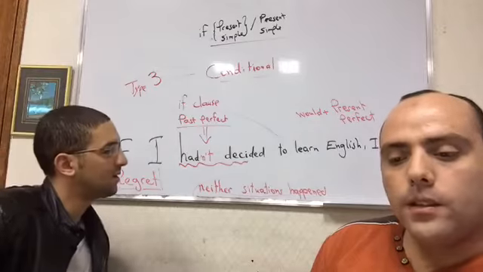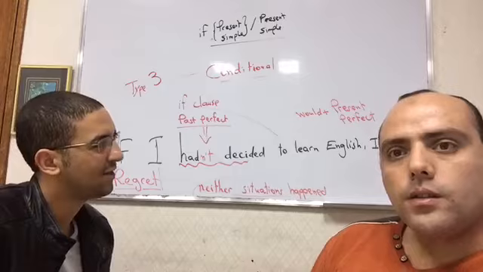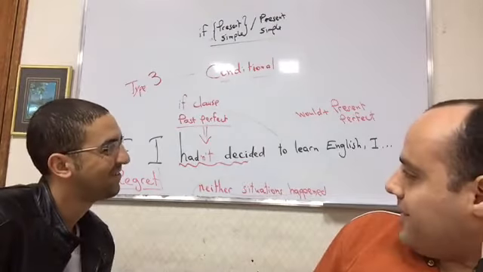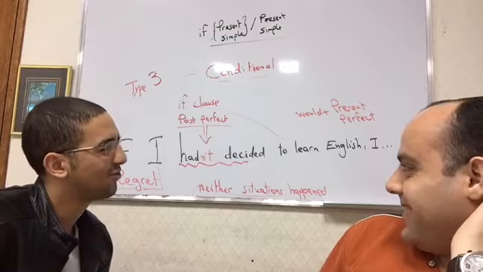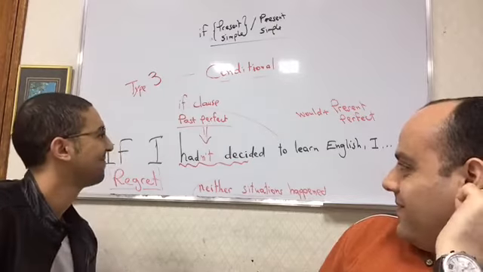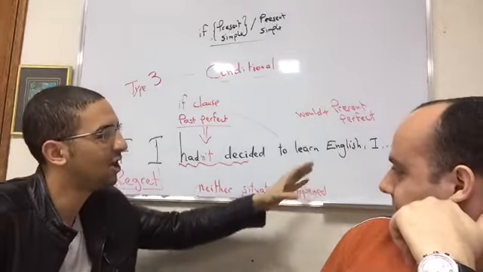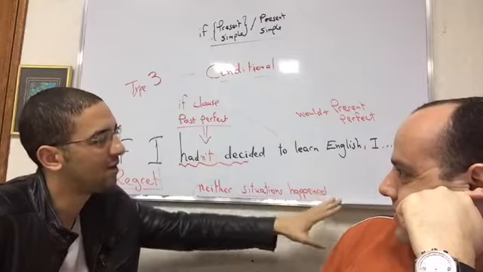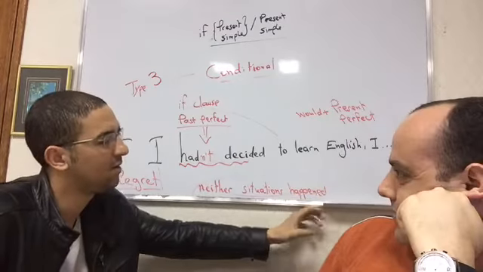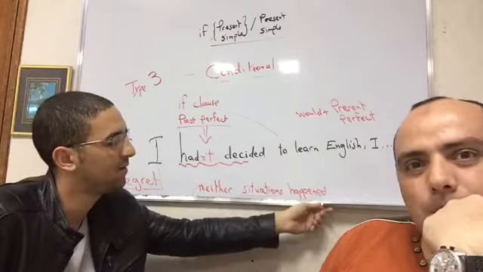If I hadn't decided to learn English, I would have learned another language. I would have learned Spanish and German. You can say, for example, if I hadn't decided to learn English, I wouldn't have sat here.